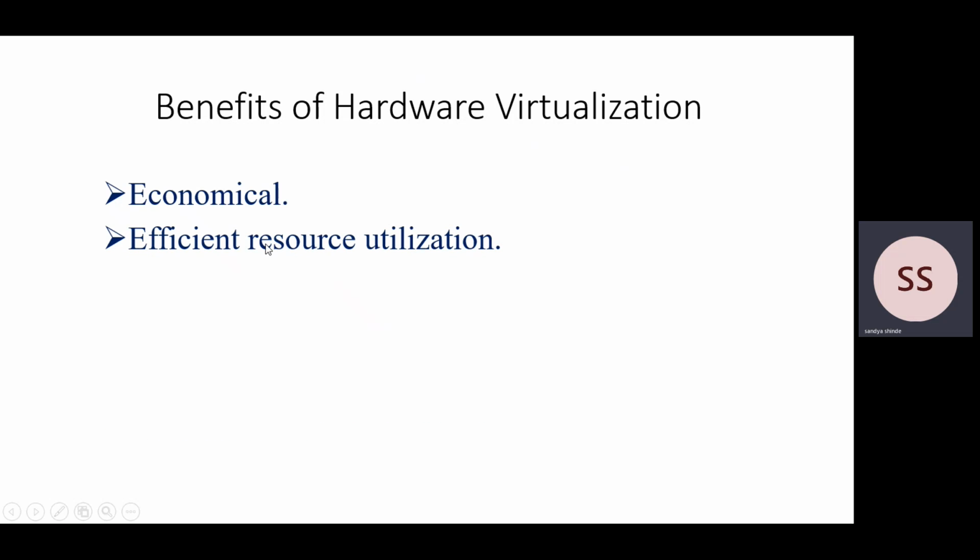The second advantage is efficient resource utilization. Hardware virtualization gives us the benefit of proper utilization of the resources. Virtual machines can share physical resources among them. So in case a VM needs resources that are allocated to another VM and that VM is not using those resources at that time, then the VM that is in need can share the resources with the VM already having them.